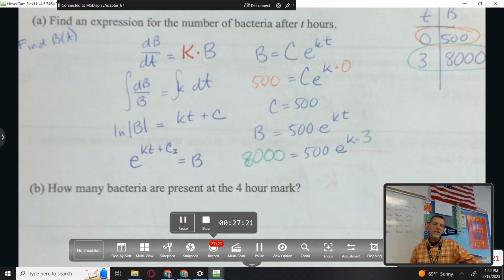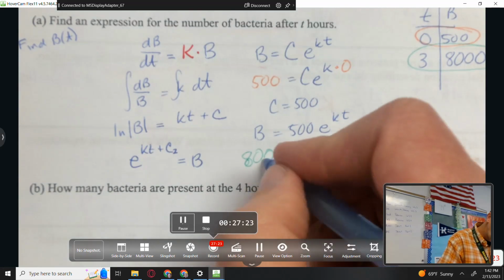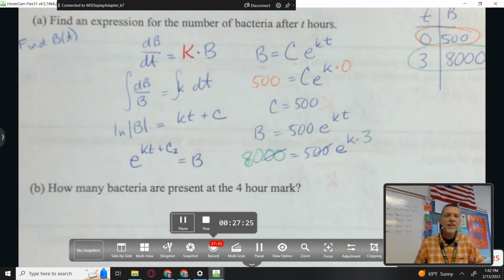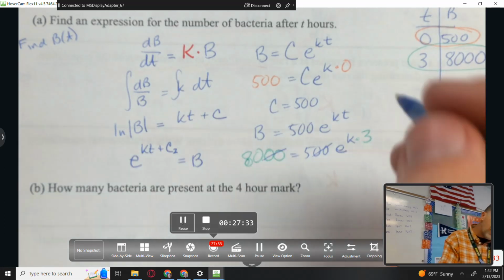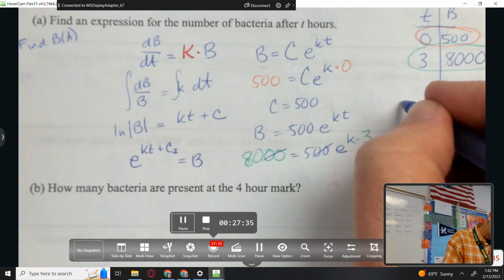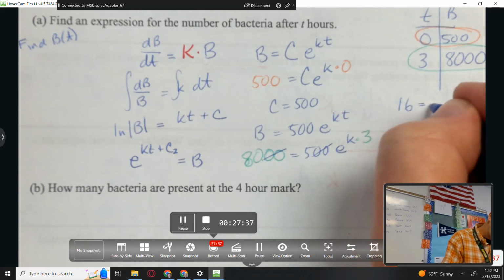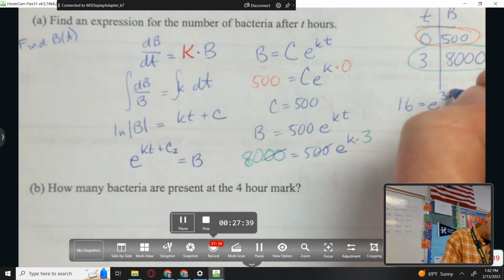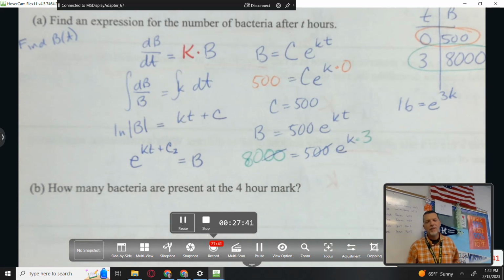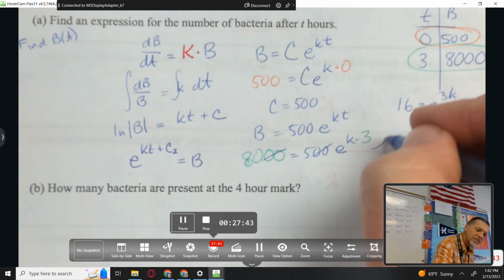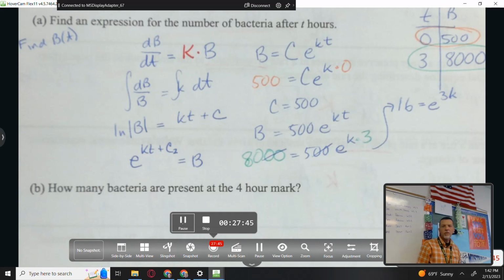I can divide both sides by 100. Mark out the zeros. The easy stuff first. What about 80 divided by 5? 8? No. 5 times 8 is 40. So 5 times 16 is 80. Yeah, I was getting there. So e to the 3k equals 16.